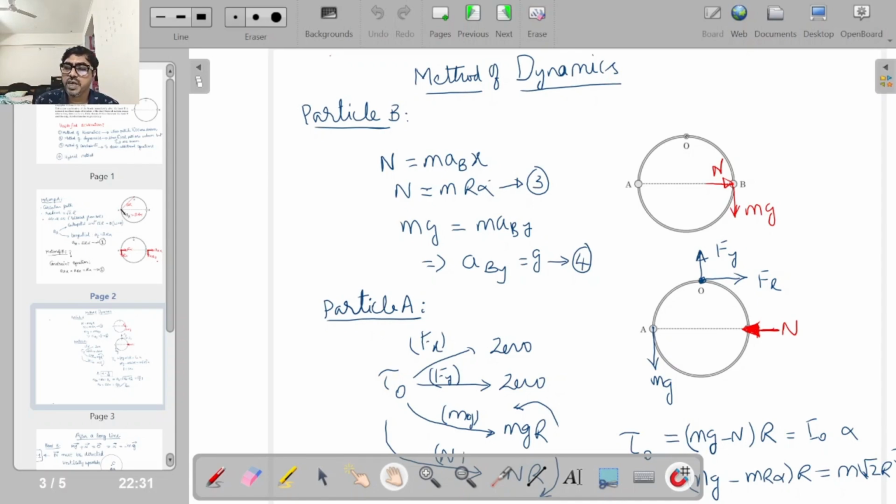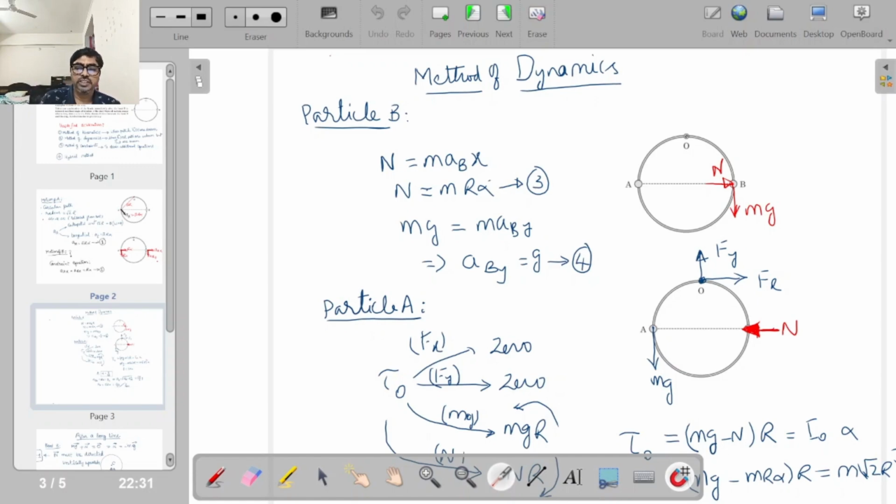So only for B I have drawn the free body diagram here. You see there are only 2 forces acting, mg vertical and N horizontal. So the horizontal force produces horizontal acceleration, which is a_Bx, nothing but R alpha, and the vertical force produces a vertical acceleration. So we got a_By equal to g, okay, and N equal to m into R alpha. I got one equation, but we got one extra unknown also there, not very useful.